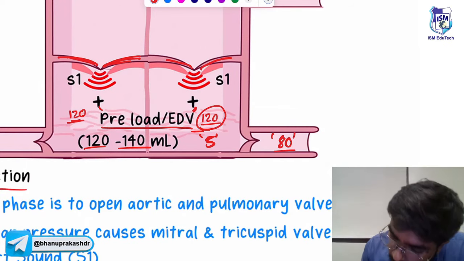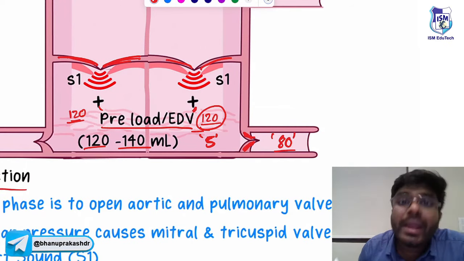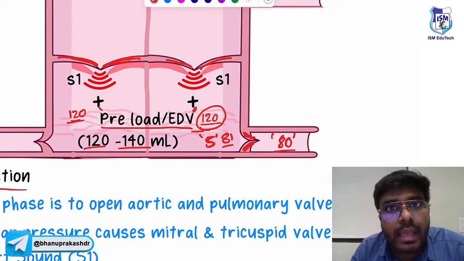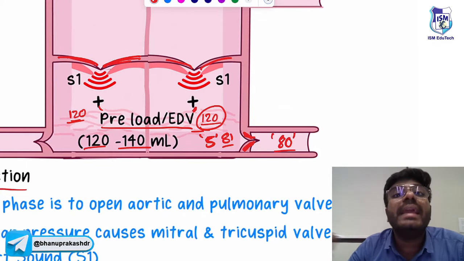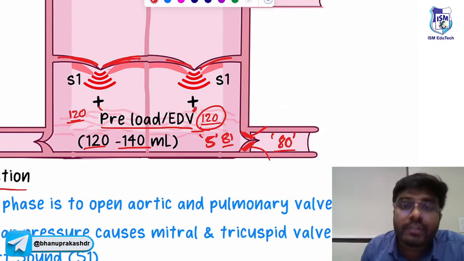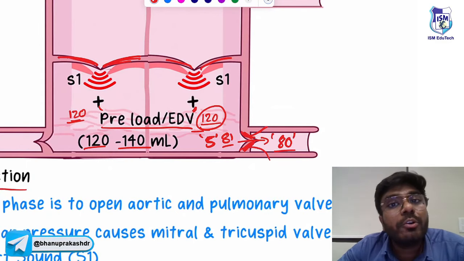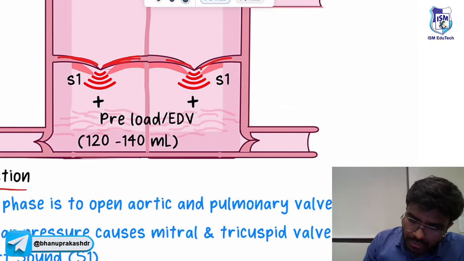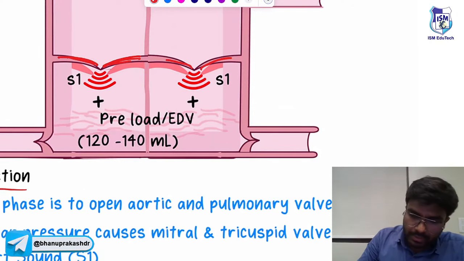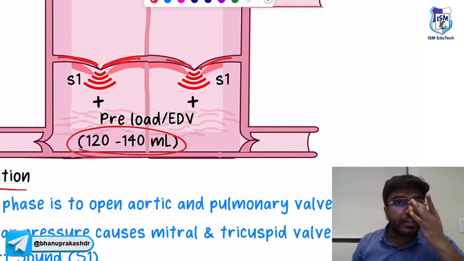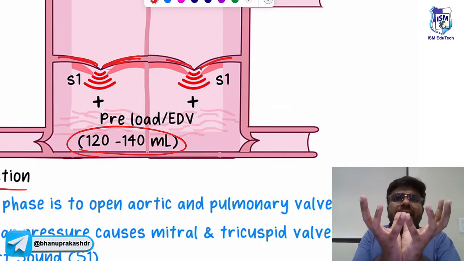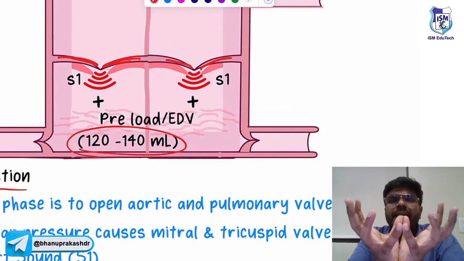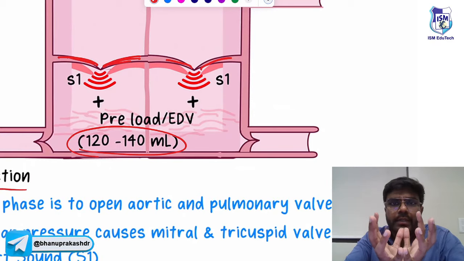Now tell me, sir, to open this aortic valve, you have to increase the pressure. You have to generate a pressure of 81, above 80, more than 80. Then only this aortic valve is going to open. Blood is going to come into the aorta. So, what I am trying to put into your mind is, sir, the ventricle got its blood, 120 to 140 ml. Now, the ventricle started to contract, just beginning.